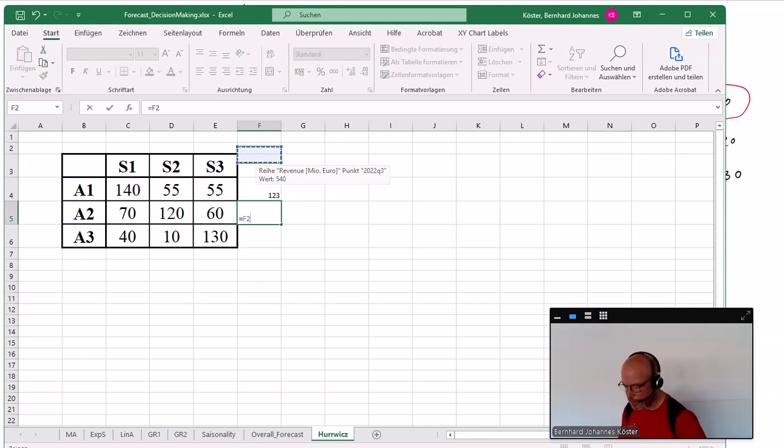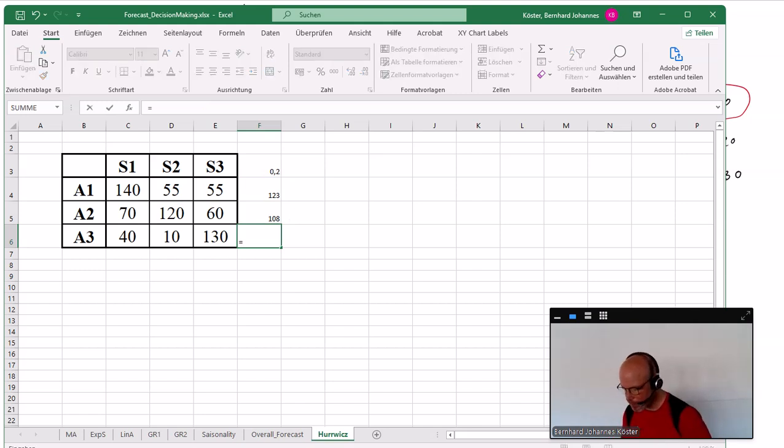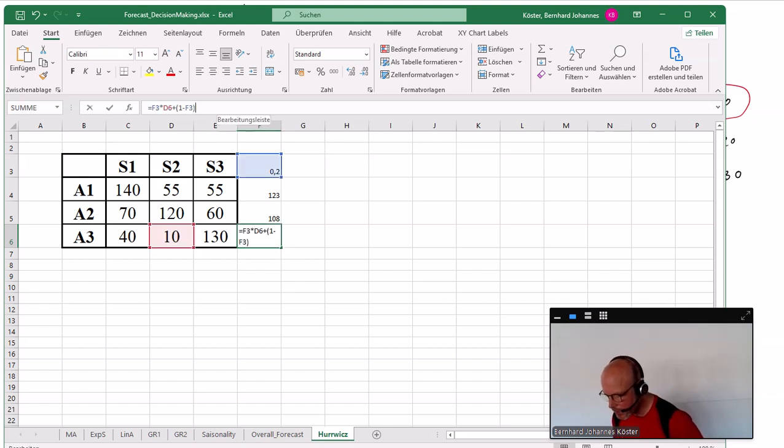And this is alpha times 60 plus 1 minus alpha times 120, and alpha times 10 plus 1 minus alpha times, oops, 130.